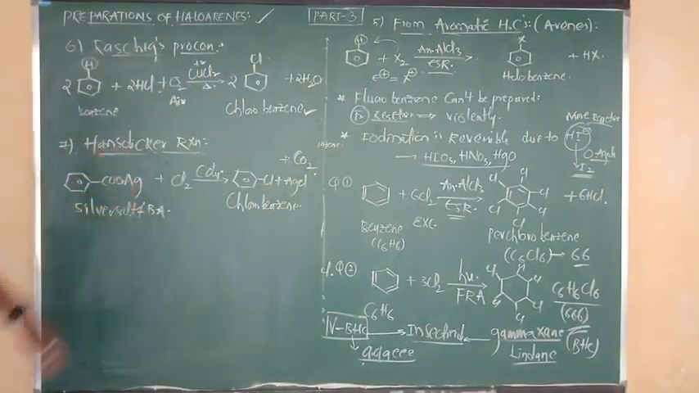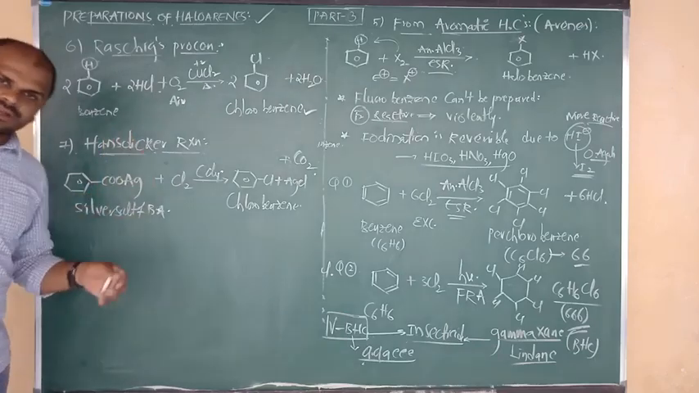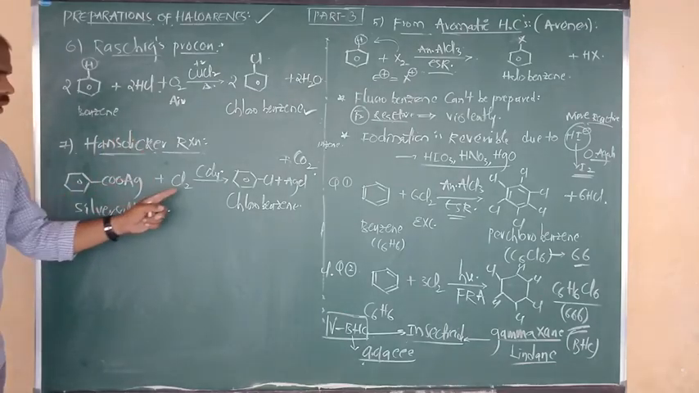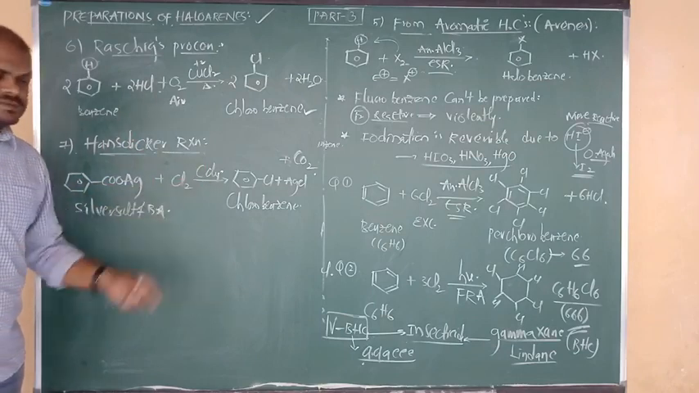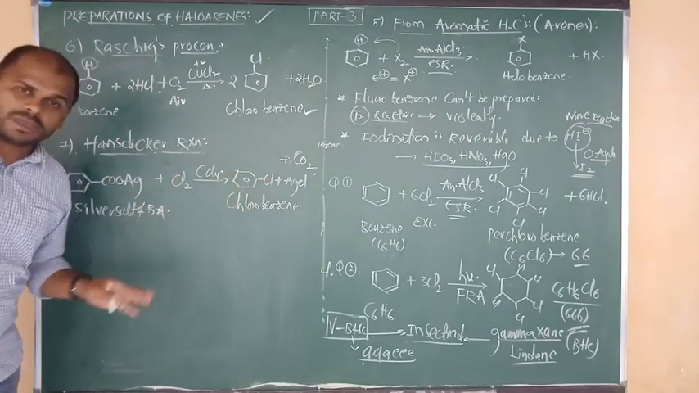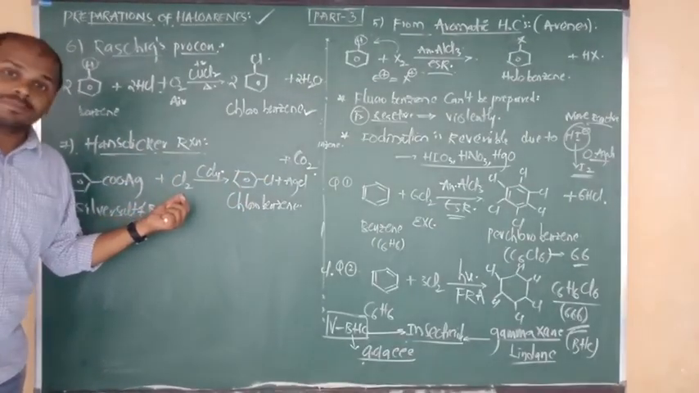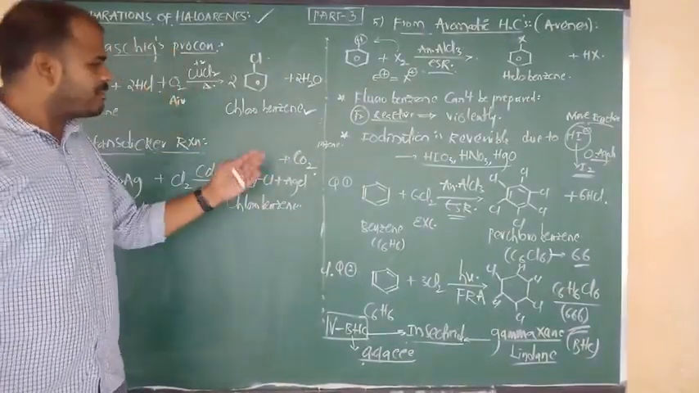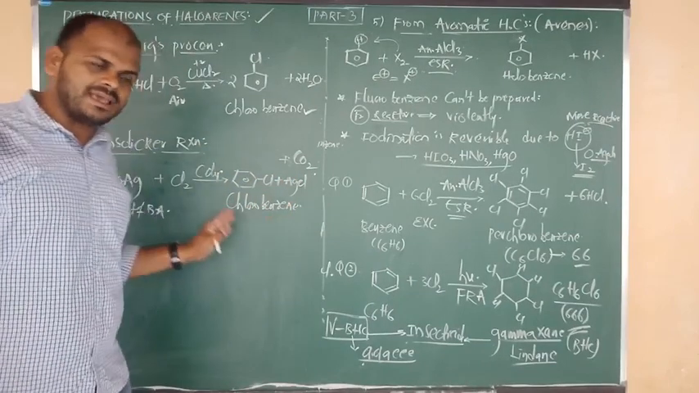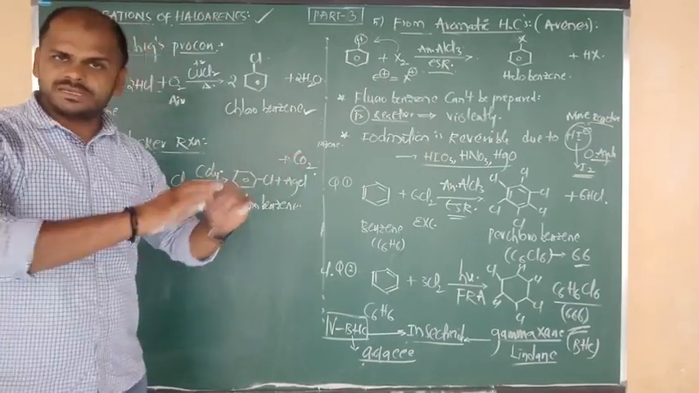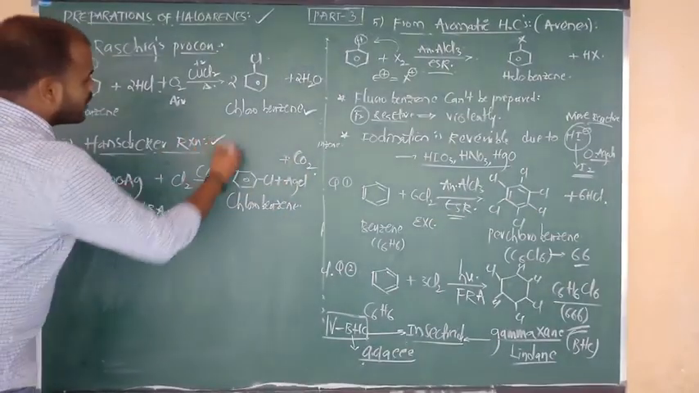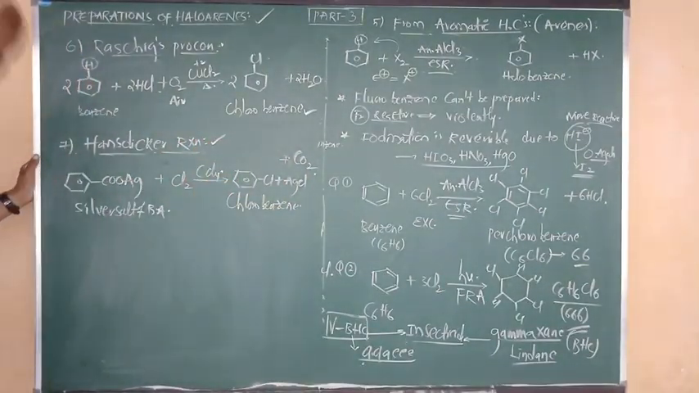Now once again, try to say the statement. What is meant by the Hunsdiecker reaction? Silver salt of benzoic acid on reaction with Cl2 in presence of CCl4 gives chlorobenzene, or on reaction with Br2 in presence of CCl4 gives bromobenzene. Byproducts: for Cl2 it is AgCl, for Br2 it is AgBr, and CO2 is the common byproduct. Okay, all of you, right? This is your Hunsdiecker or Borodin-Hunsdiecker reaction.